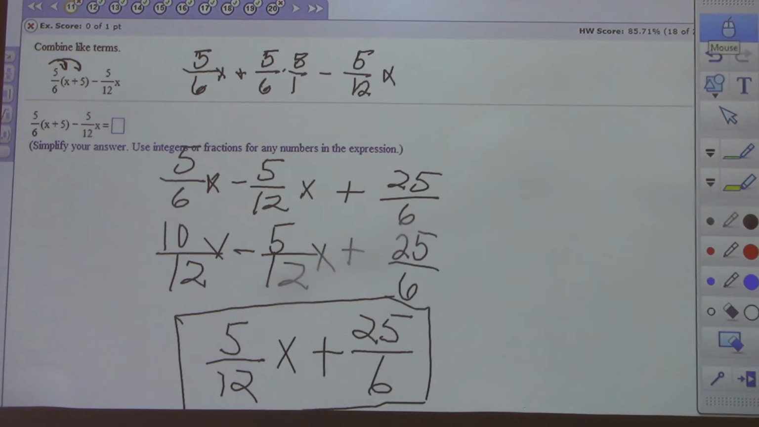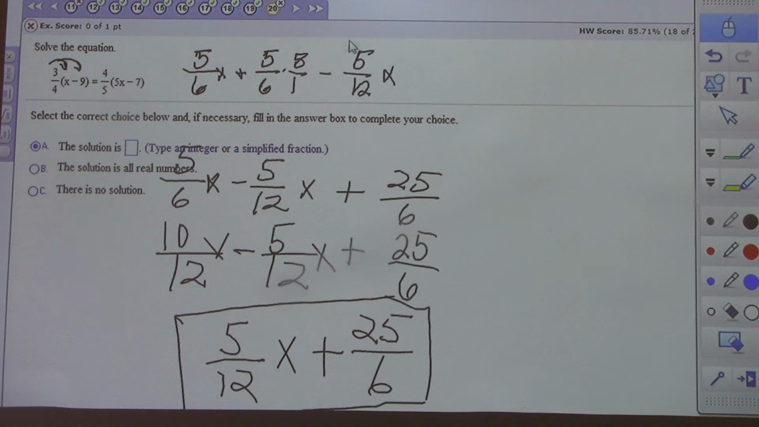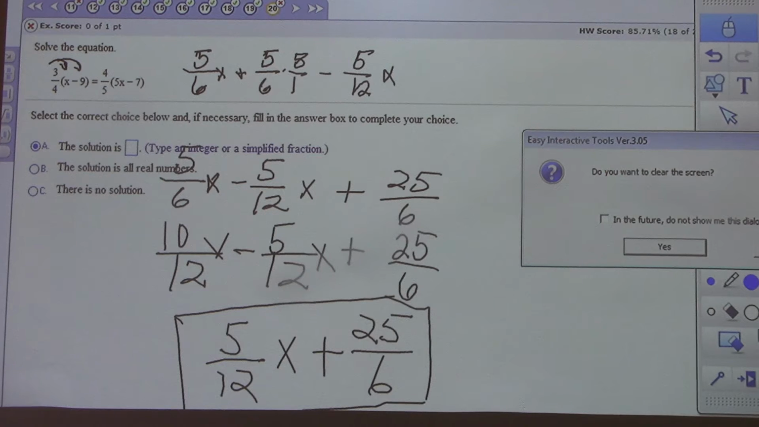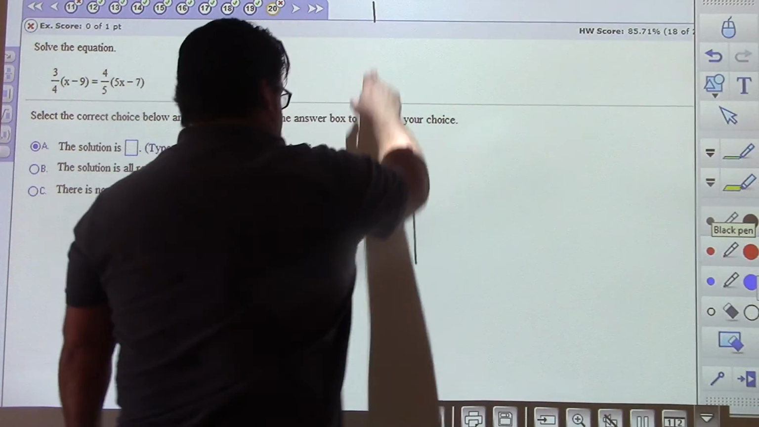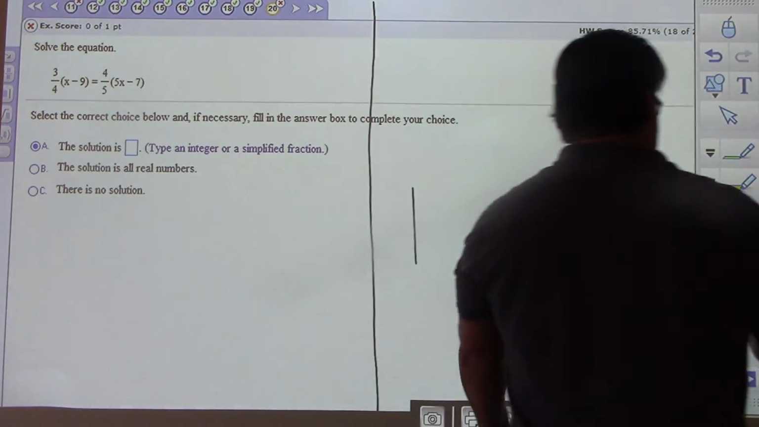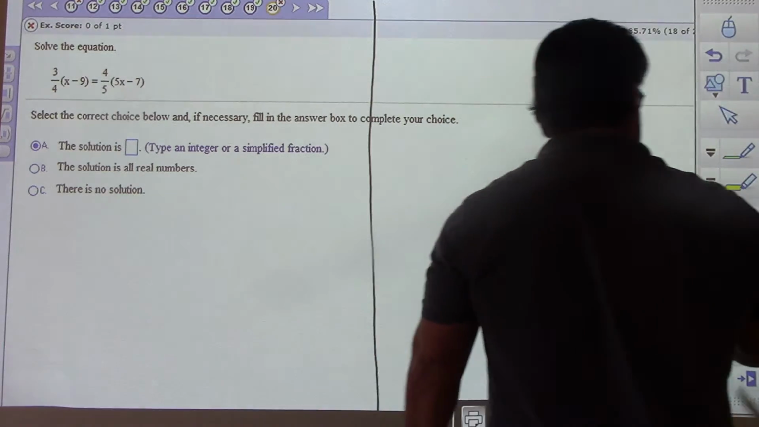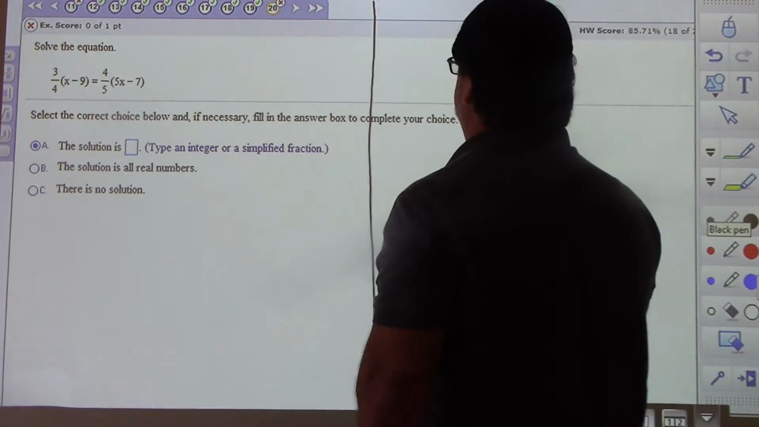And number 20. Is this one an expression or an equation? It is an equation, so we can solve, and that means we can clear the fraction. I also need to get in another rule here. Let me go over the rule. In mathematics, when you're dealing with equations, there are 3 possible answers.